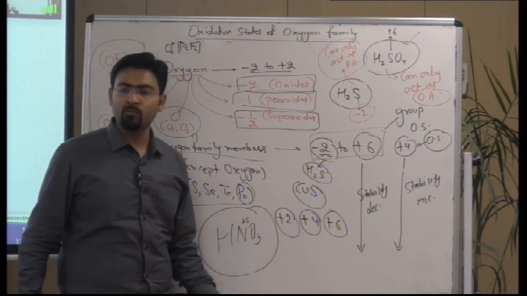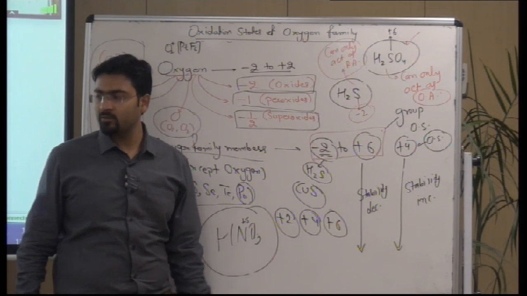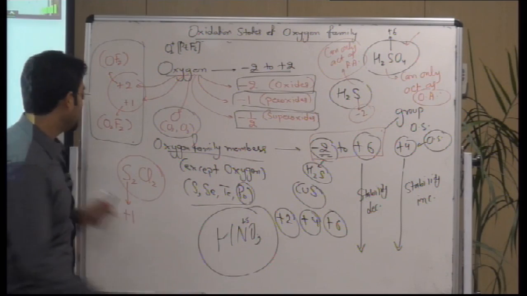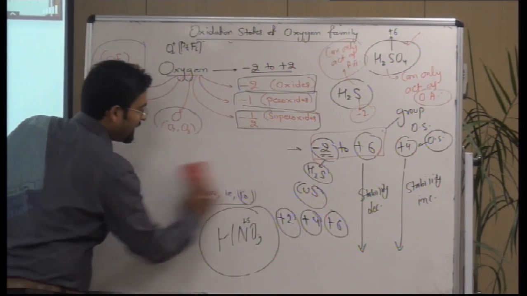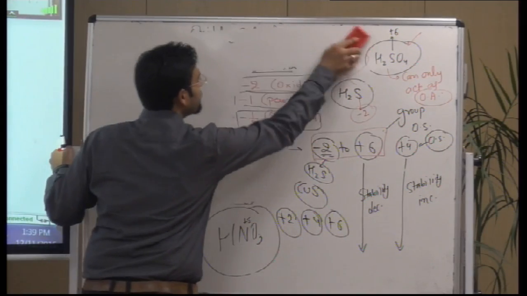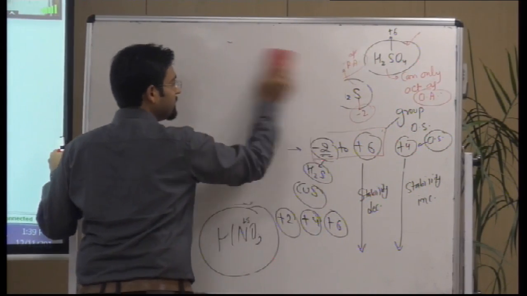Similarly, H3PO4 can function as an oxidizing agent, not reducing, +5 phosphorus, right? Can you give me an example in which any compound of the nitrogen family can function only as a reducing agent?